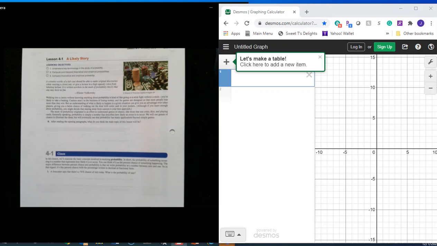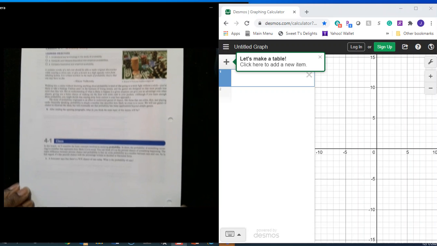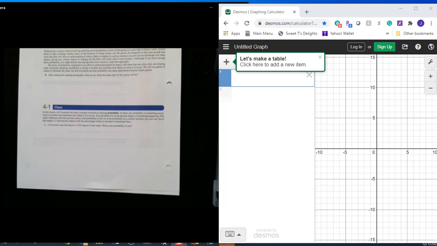We're on page 299. If you look at the bottom of the page, it says, in this lesson, we'll examine the basic concepts involved in studying probability. In short, the probability of something occurring is a number that represents how likely it is to occur. You could think of it as the percent chance of something happening. The major difference between percent chance and probability is that we write probability as a number between 0 and 1. So in that regard, it's like percent chance with the percentage written in decimal or fractional form.